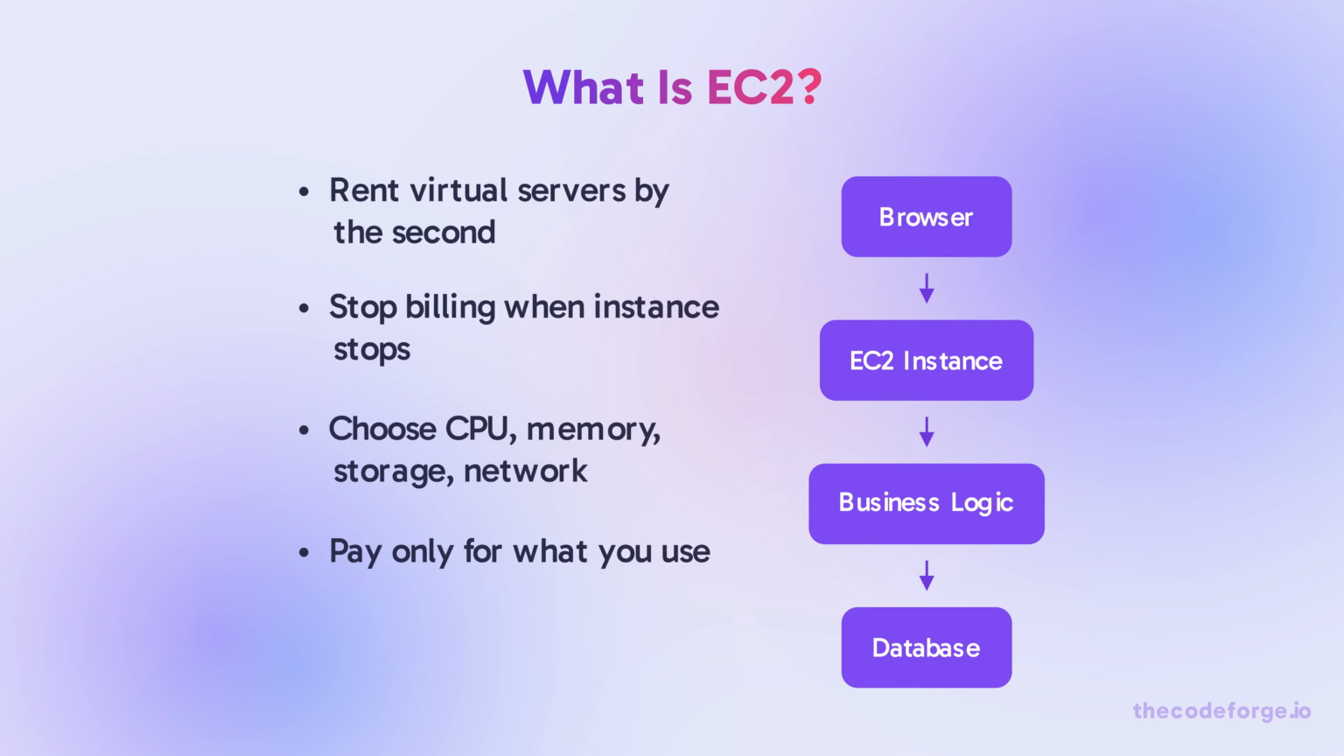Elastic Compute Cloud stands for Elastic Compute Cloud. It's Amazon Web Services' core service for renting virtual servers. You pick an instance type, an OS image, and a security group, and you're running in minutes. You pay per second, and when you stop the instance, compute billing stops, though storage continues.